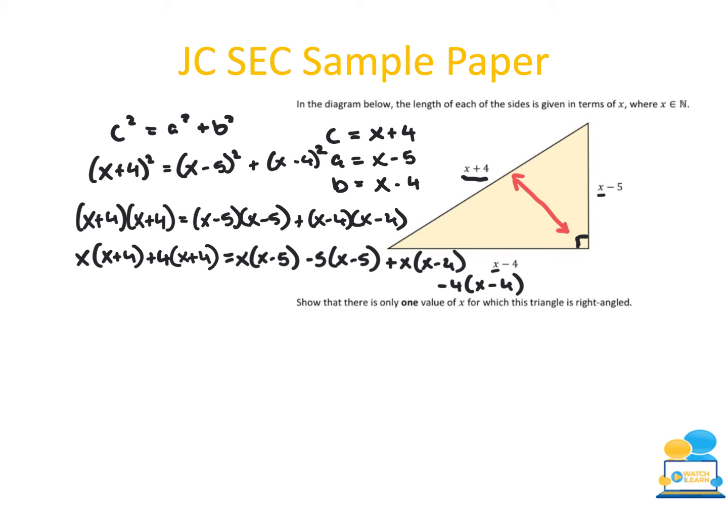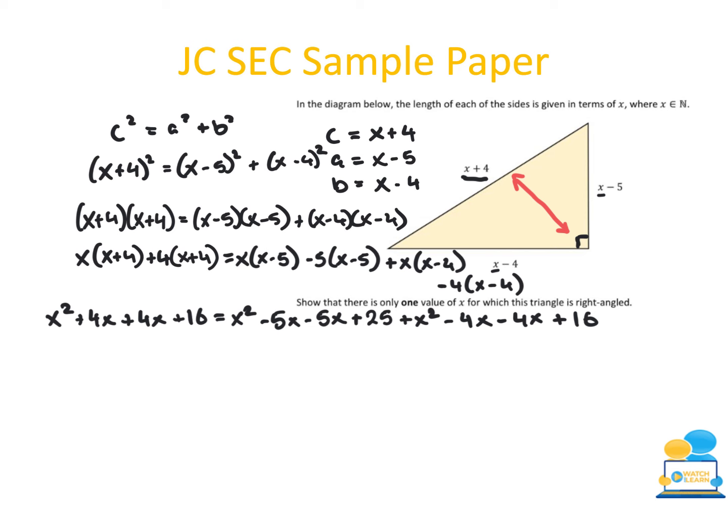So now we'll multiply into the brackets. Firstly, x times x gives me x squared. x times plus 4 is plus 4x. Plus 4 times x is plus 4x, and plus 4 times plus 4 is plus 16. Equals x times x is x squared, x times minus 5 is minus 5x, minus 5 times x is minus 5x, and minus 5 times minus 5 is plus 25. Next, plus x times x is plus x squared, plus x times minus 4 is minus 4x, minus 4 times x is minus 4x, and finally minus 4 times minus 4 gives me plus 16. So that's all my multiplication done.